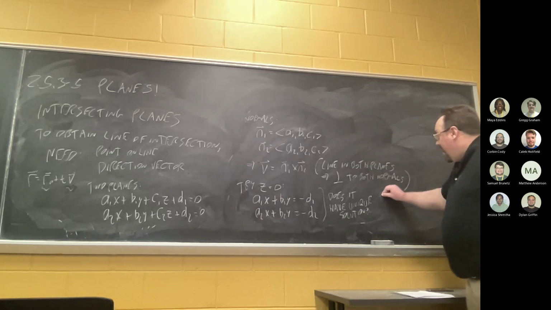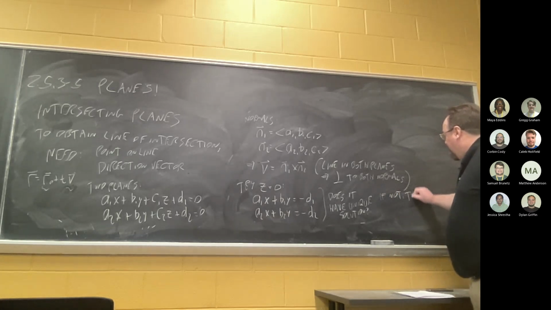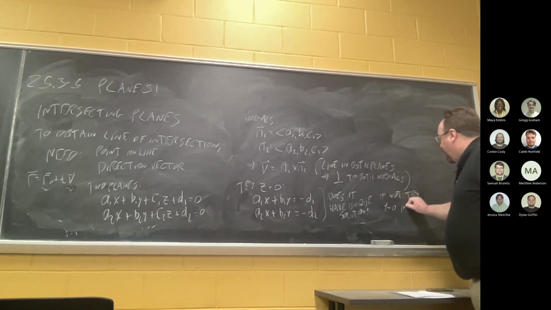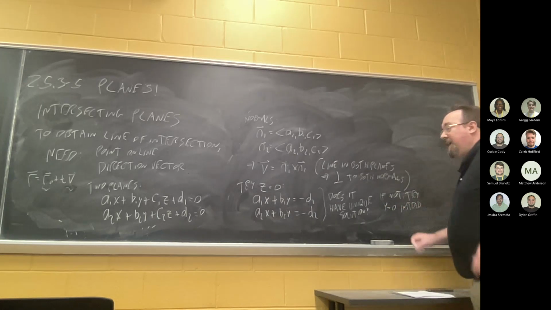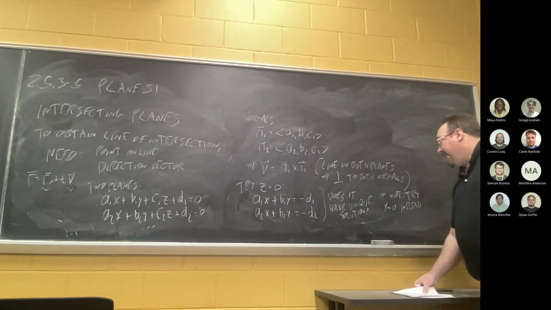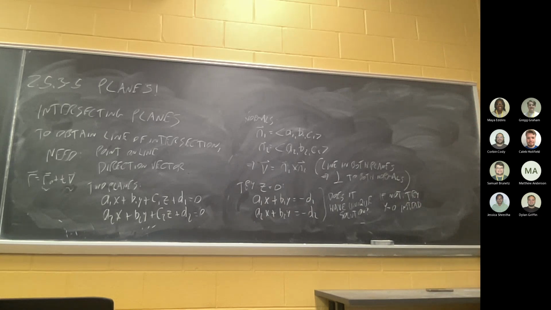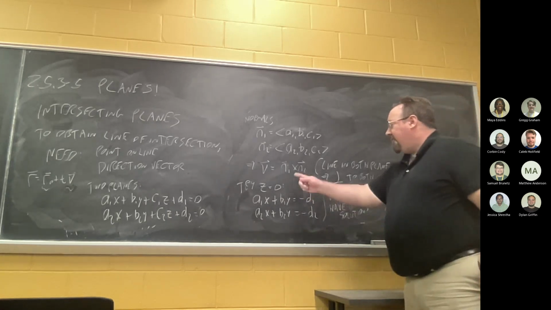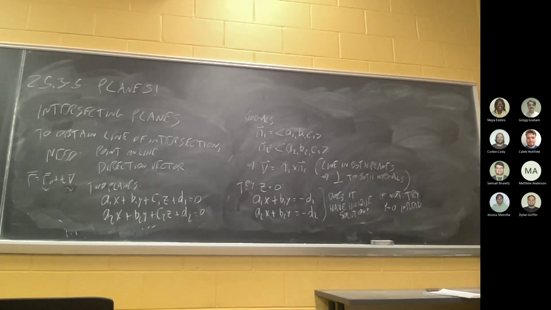If not, you can try y equals 0 instead, and see if that gives you two independent equations. So in this case, where we're assuming z equals 0, you solve for x and y. That gives you a point on the line.